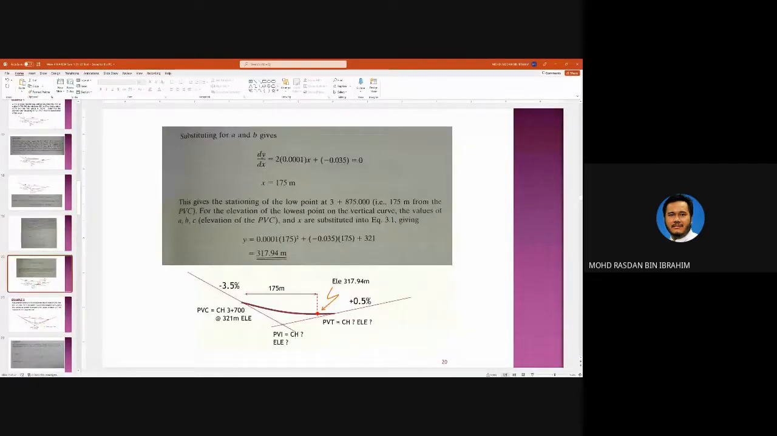So you insert the value of A and B into dy/dx. You get x equals 175 meters. So the distance to the lowest point on the curve from the starting point, which is the PVC, is 175 meters. Somewhere here.